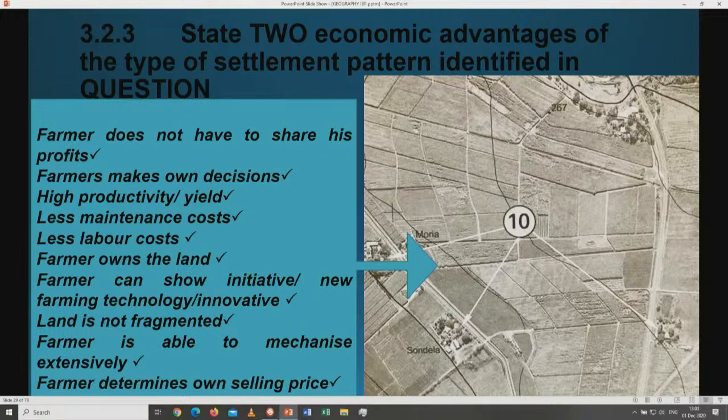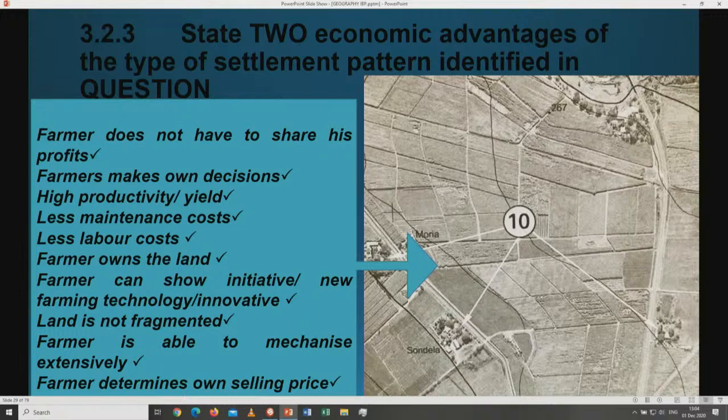The farmer does not have to share his profit. That's the first thing. The farmer cultivates, and all that cultivation, the farmer harvests, he does not share a profit with anyone. The farmer can also make his or her own decisions, because the land is big. You don't need to have a conflict with anyone. If you decide to do what you want to do in that particular land, it's yours. You make your own decisions. And also there can be high productivity, because they are not close to each other. The land is plentifully available. There is less labor cost. The farmer owns the land.